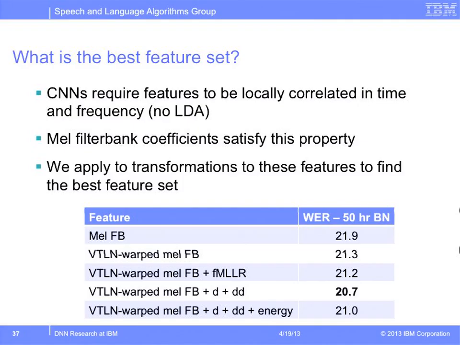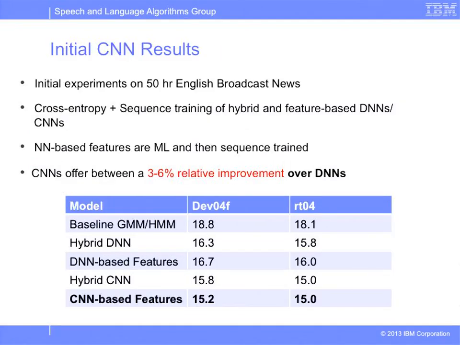Well, I'll show you what happens at the end now. These are initial experiments we did on 50-hour broadcast news. The DNNs here are trained with all the fancy feature processing, fMLLR. Those are the features that give us the best results in DNN, and we've cross-entropy and sequence trained them. Then we compare this to a CNN, which is just trained with log-mel filter bank coefficients, VTL unwarped, and the delta plus double delta.